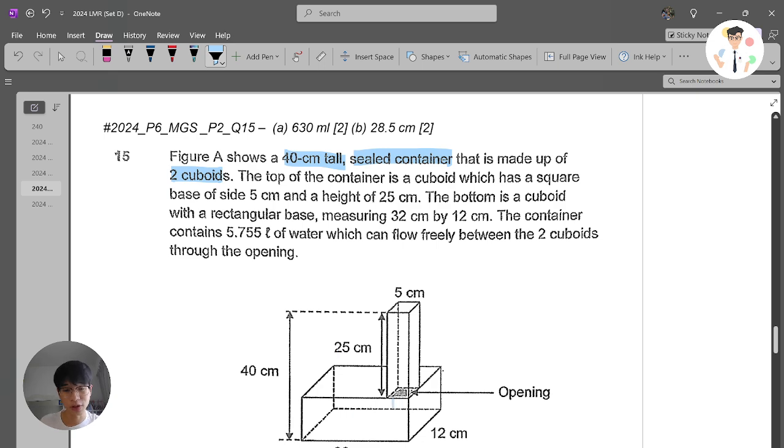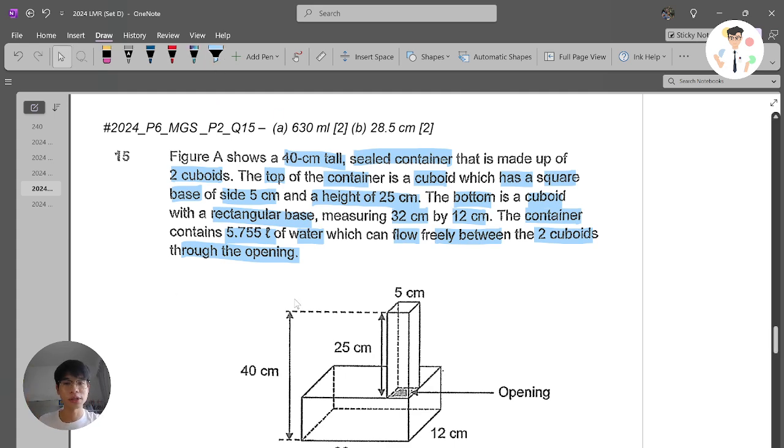cuboids. So as you can see, the first cuboid is at the bottom, and another cuboid is on top here. The top of the container is a cuboid which has a square base of side 5 cm, which means that here 5, here also 5, and a height of 25 cm. The bottom is a cuboid with a rectangular base, as you can see, measuring 32 cm by 12 cm. The container contains 5.755 liters of water which can flow freely between the two cuboids through the opening. So there's an opening here, so the water can flow through freely.